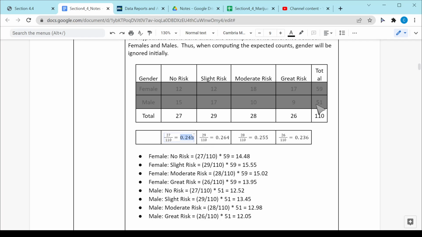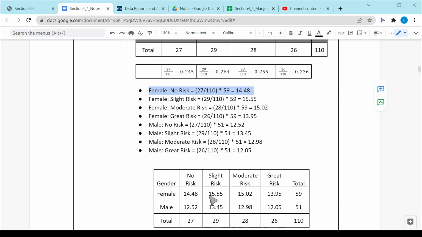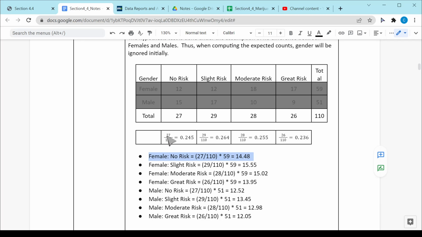And then for the males, I'm going to take the 51. So if I'm looking at female no risk, to get the expected count of 14.48 here, so these are the expected counts down below, to get that expected count of 14.48, what I did is I looked at 27 divided by 110, that's that 24% again, and I multiplied that by 59.